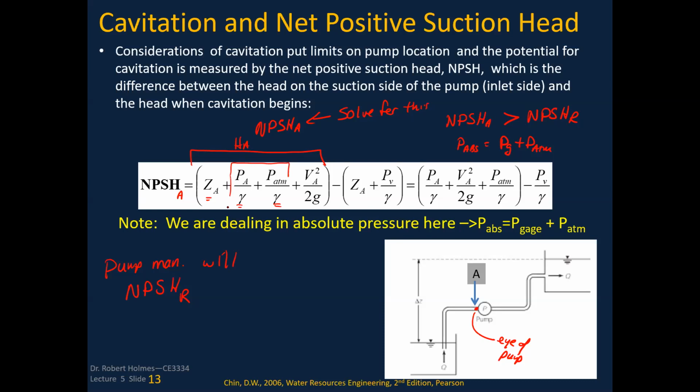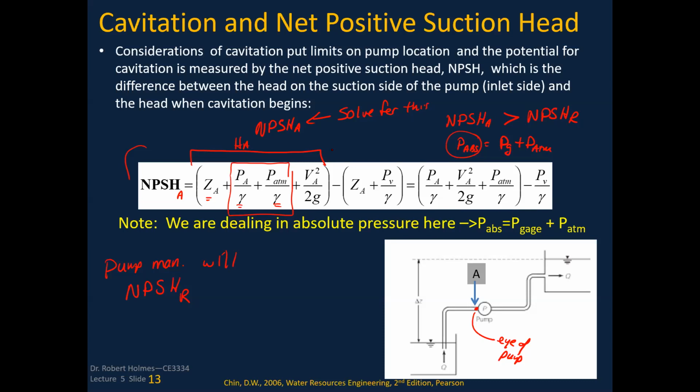This gauge pressure, which is PA over gamma, once we add it to the atmospheric pressure, becomes the absolute pressure. In working these problems, whether they be pipe flow problems or whatever, the only time I actually use absolute pressure is when I'm working net positive suction head available problems, because I don't want to be dealing with negative pressures, and that's why we do that.